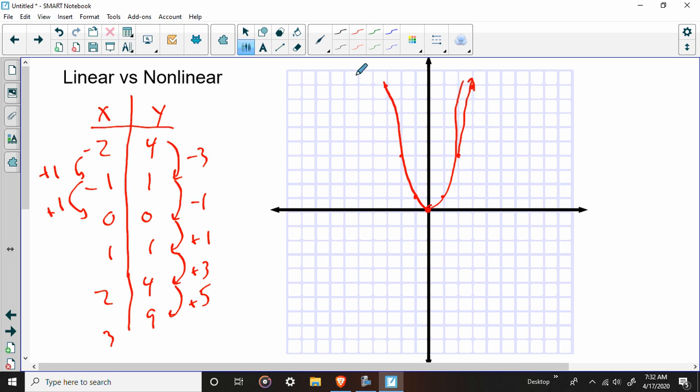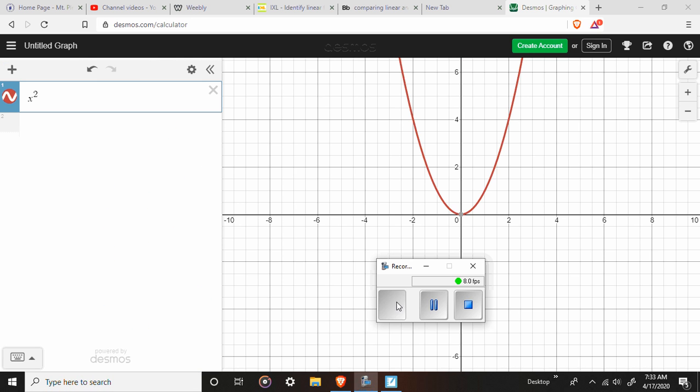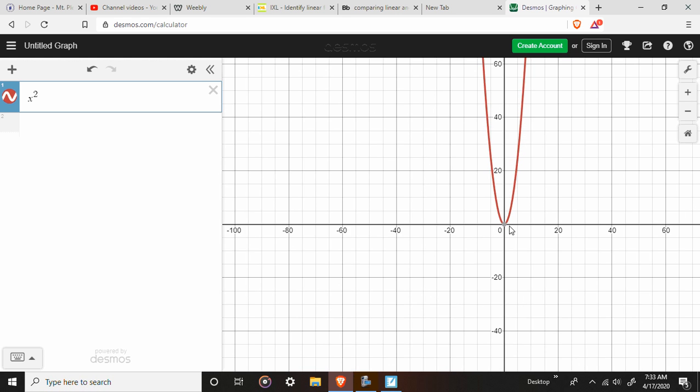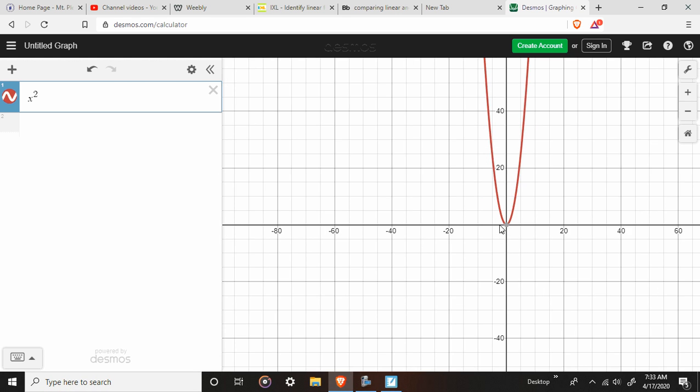Our slope, our line, and again, this kind of makes sense. This is going down. It's going down. It's getting less steep. It's stopping for a second, then it's going up and up and up. And if we kind of look at that, I'll pause this and bring it up. It's going to get steeper and steeper and steeper the further it goes. So our slope is not constant.